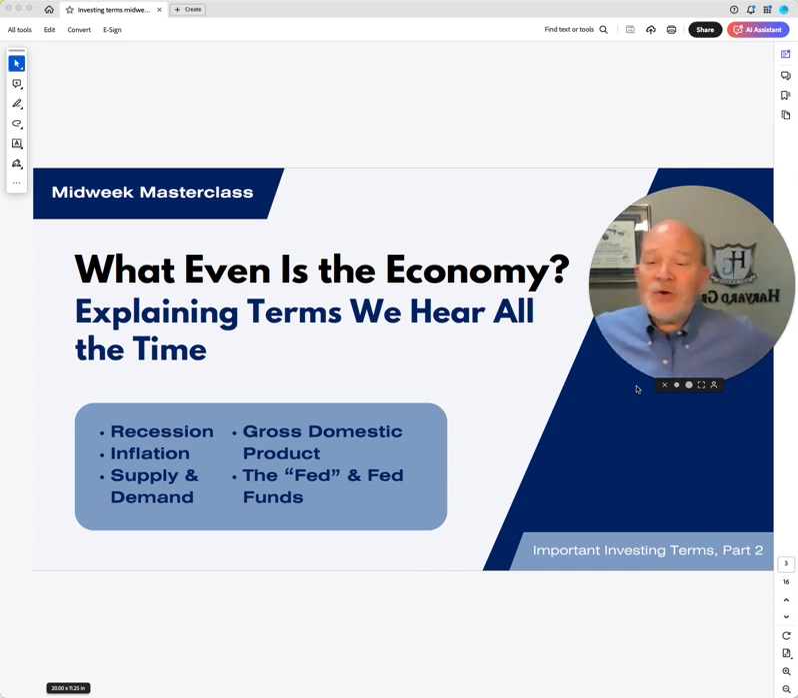And our last term for today is the Fed, and Fed funds. The Fed is essentially the colloquialism for the Federal Reserve, which is charged with monitoring the economy. They're charged with keeping inflation low and employment high. They also oversee and manage the banking system, and that's what Fed funds are, because the Fed controls the entire treasury of the United States and the money supply.